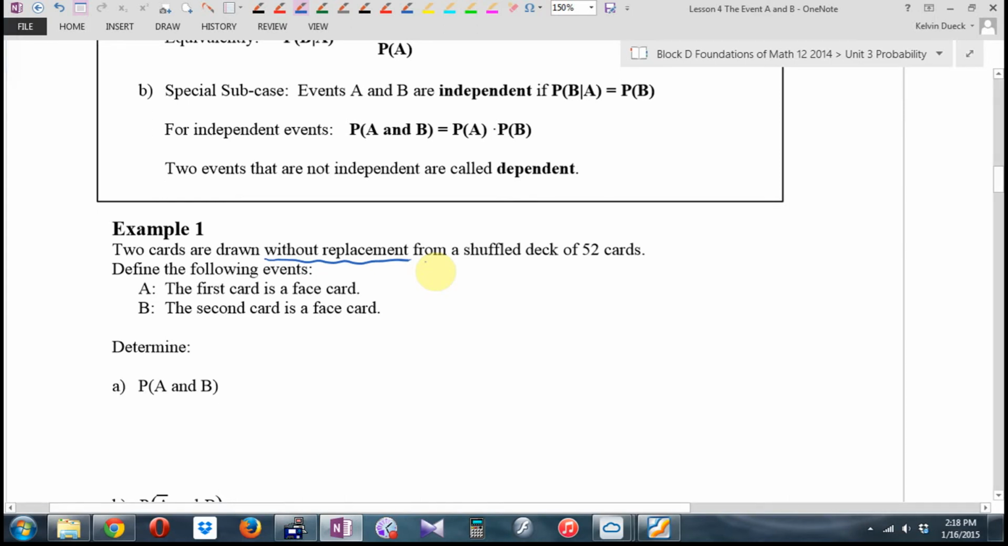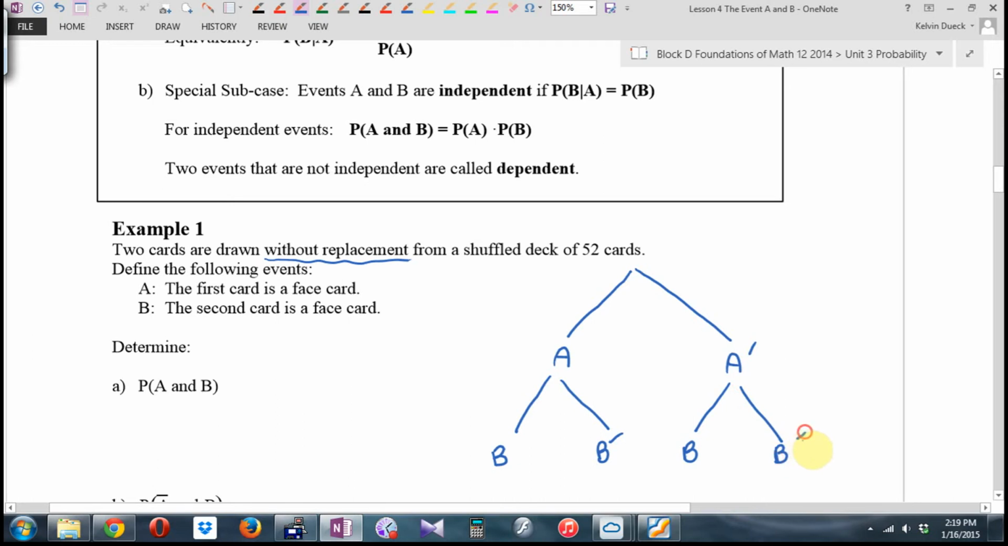Okay? We're going to define the following events. Event A, the first card is a face card. Event B, the second card is a face card. How many cards are we drawing? 2. How many levels will my tree have? 2. Okay? I'm going to have this. A, not A, B, not B, B, not B.